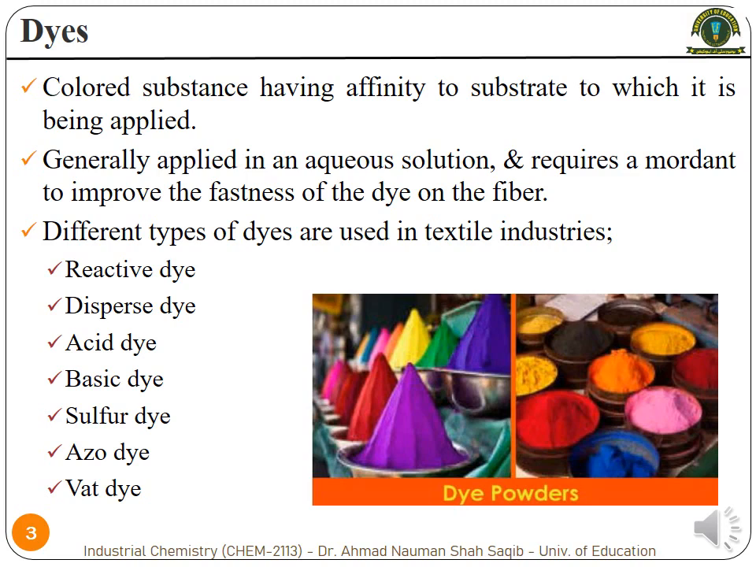When we talk about the dyes, similar to the fiber and fabric we discussed in the previous slide, there are various kinds of dyes which are being applied in the textile industry. Some of the common types of dyes used in the textile industry as raw material include reactive dyes, dispersive dyes, acidic dyes, and basic dyes. Similarly, sulfur dyes or azo dyes, and the last one is the wet dyes. So the top dyes are the different kinds of dyes which depend on the composition of the dye.